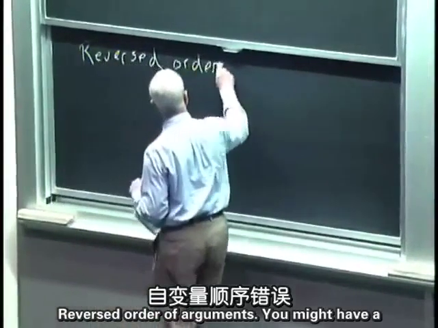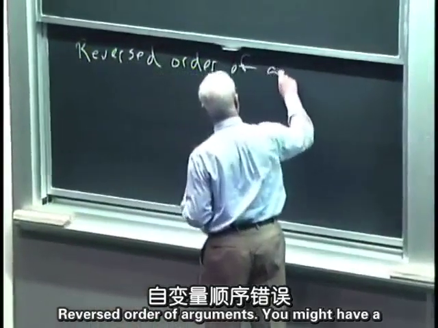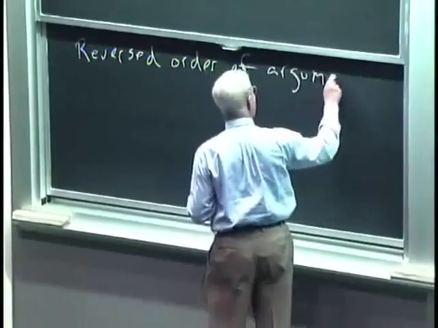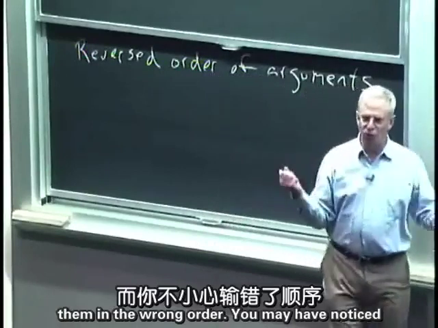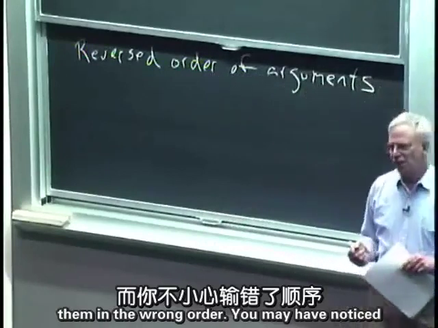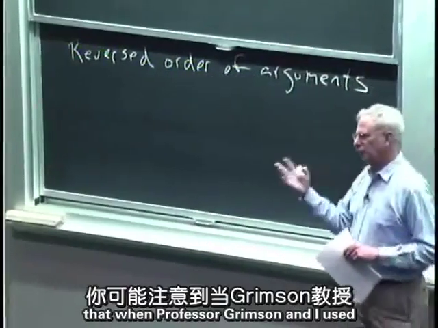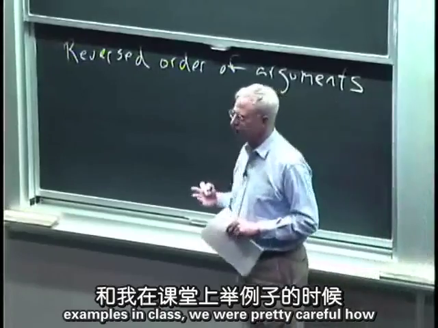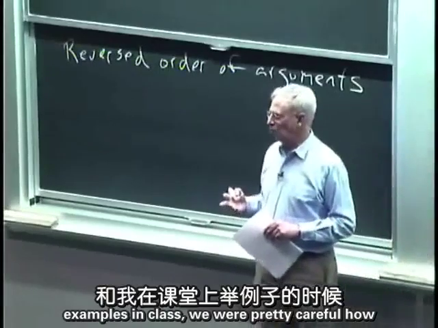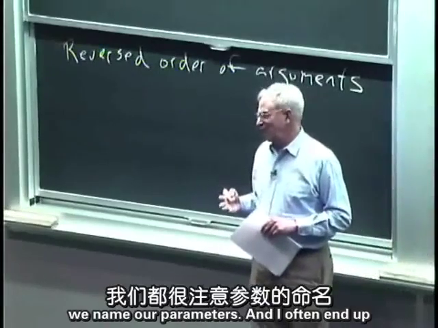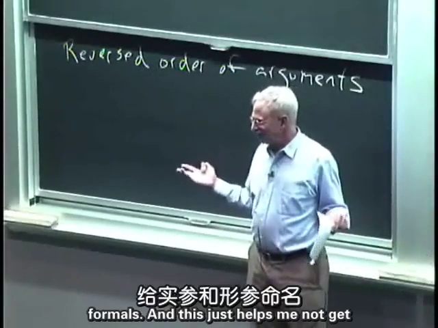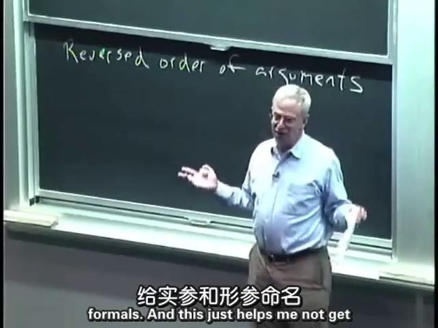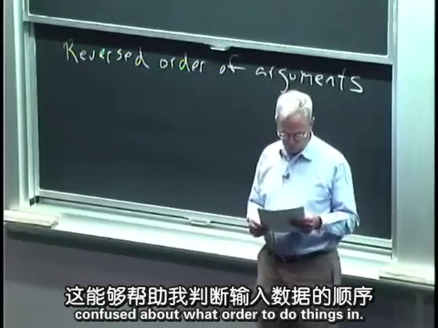Reversed order of arguments. You might have a function that takes two floats and you just pass them in the wrong order. You may have noticed that when Professor Grimson and I use examples in class, we're pretty careful how we name our parameters. And I often end up using the same names for the actuals and the formals. And this just helps me not get confused about what order to do things in.